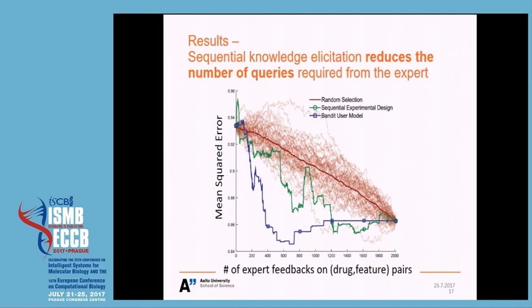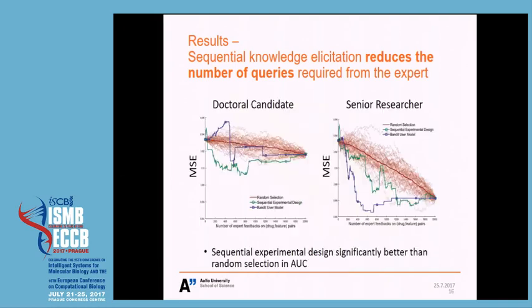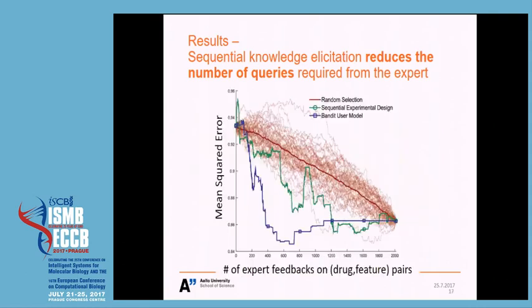We measured the significance using the area under the curve, because that integrates over how fast our prediction error decreases. In the doctoral candidate feedback, though, you might notice that it's the other way around. The sequential experimental design is significantly better, but the bandit user model doesn't perform very well. That's something that we would like to investigate in the future, why that is, and how we can maybe combine the two approaches, because they are complementary.